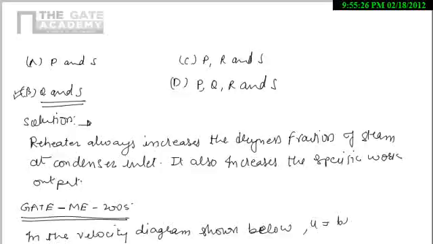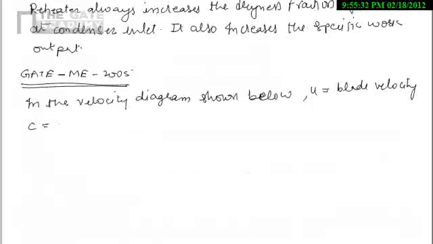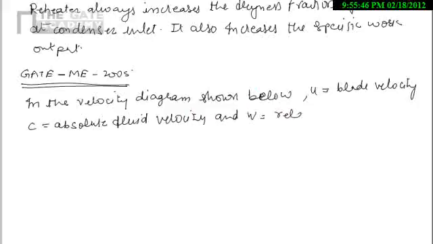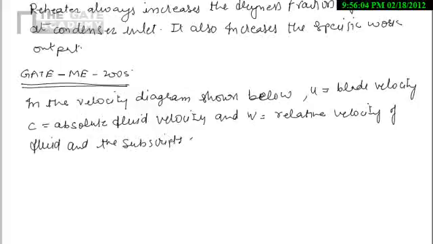u equals blade velocity, c equals absolute fluid velocity, and w equals relative velocity of fluid, and the subscripts 1 and 2 refer to inlet and outlet.